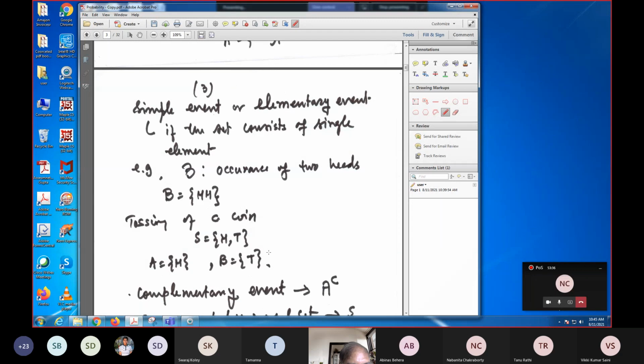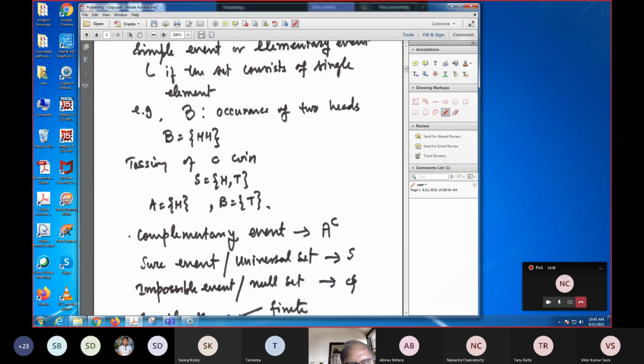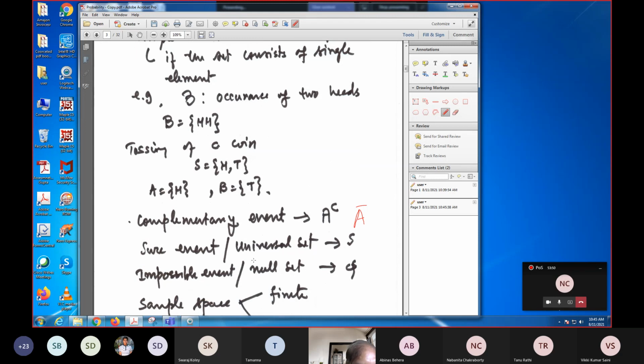Usually the complementary event is denoted by A complement. Sometimes they use the symbol A bar also, depending upon the different books. So complementary event. Then we have a sure event, which is connected with the universal set. Sure event we denote by capital S. So when you toss a coin, certainly either head will occur or tail will occur. We put them together, so that becomes your S. Impossible event is a null set. Okay. Impossible event is equal to null set.